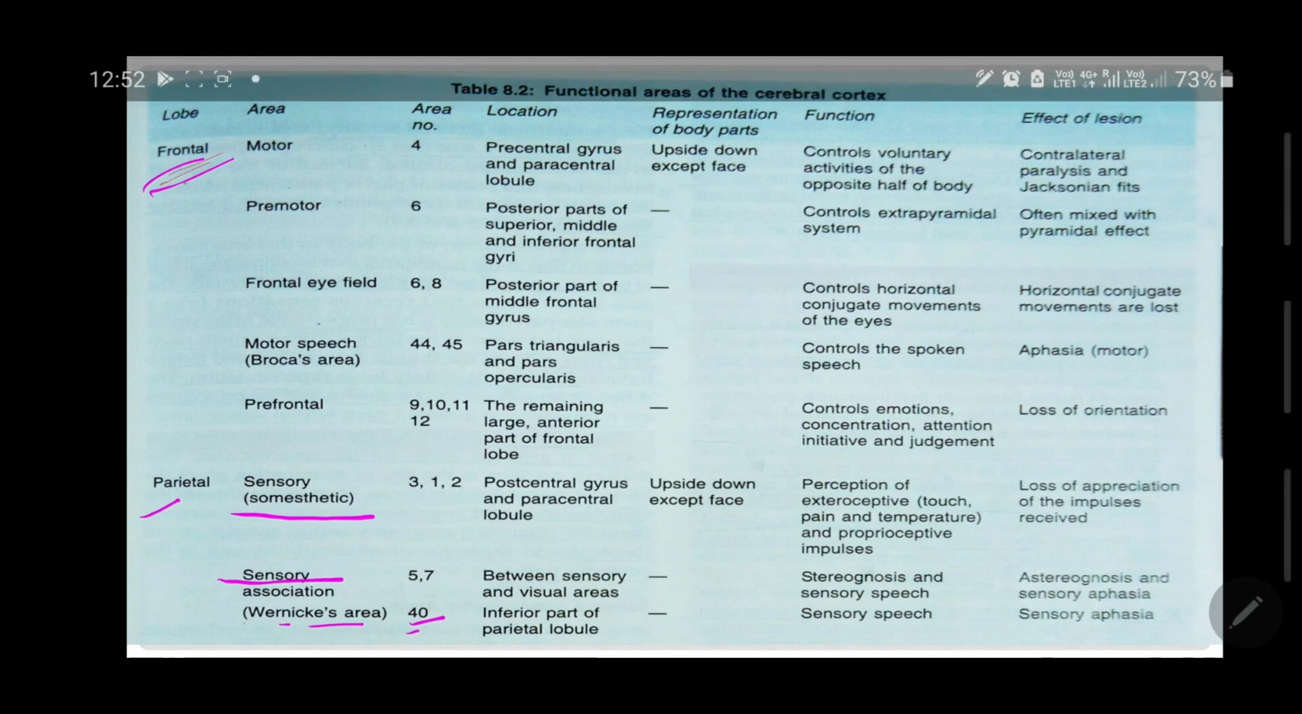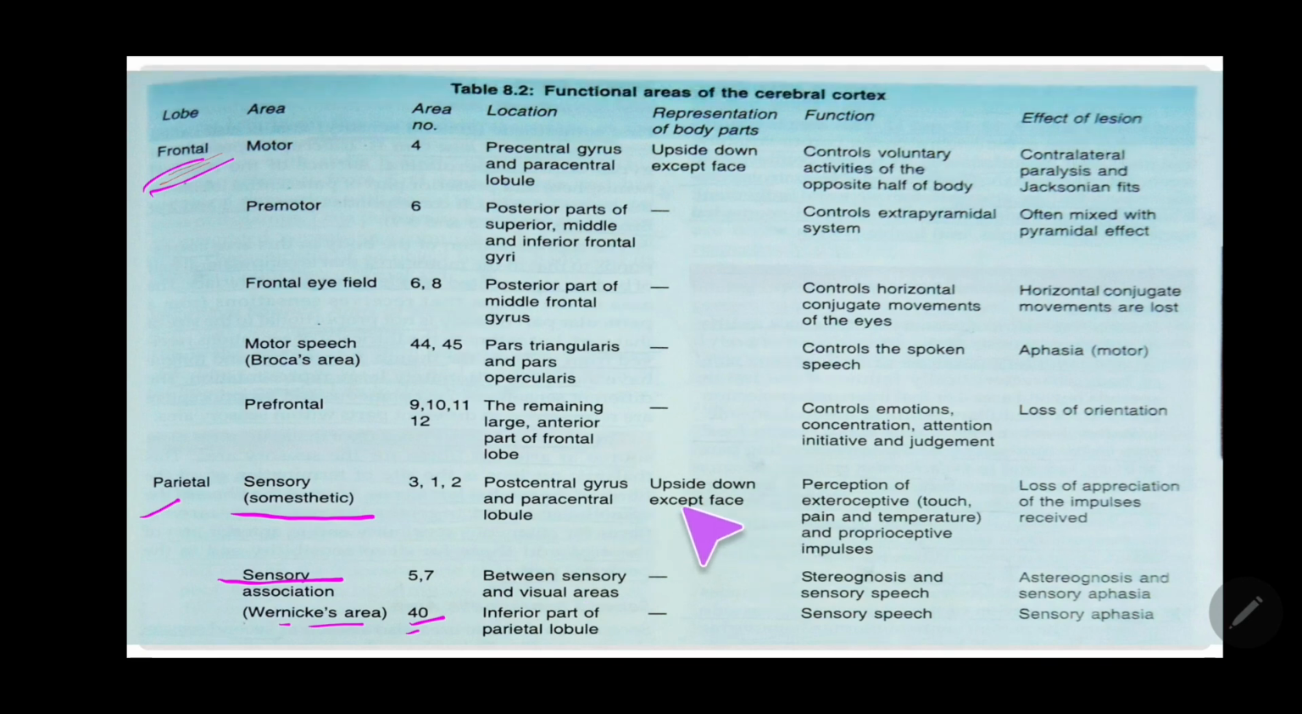Then representation of the body parts is upside down here in the postcentral sulcus. The rest of the body parts don't have a specific pattern, and the functions of these areas have also been discussed with you, and effects of lesions on these sites will be taught to you separately in another lecture, right?